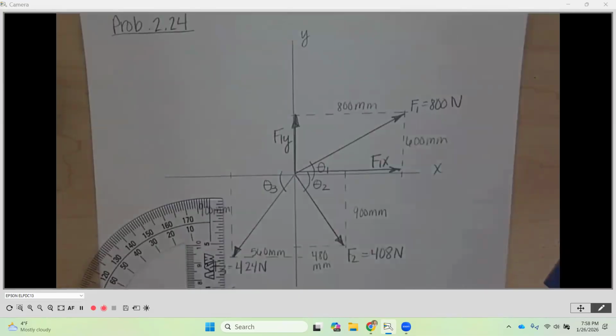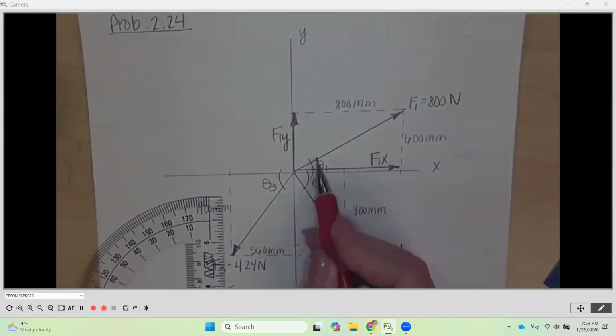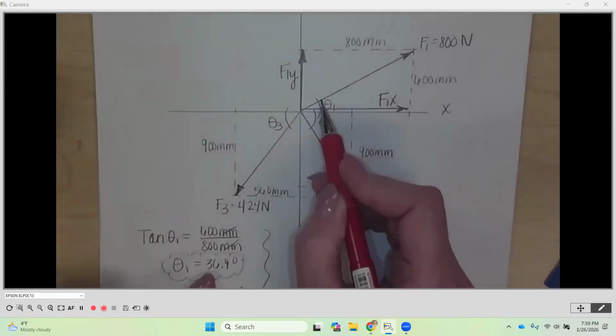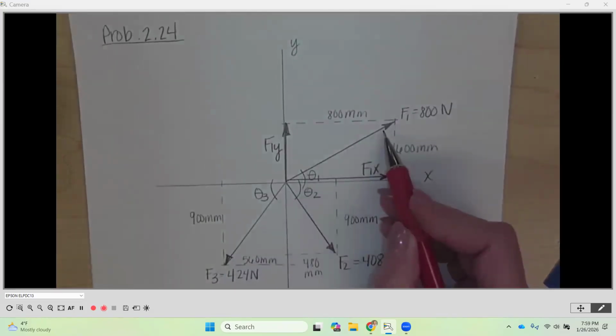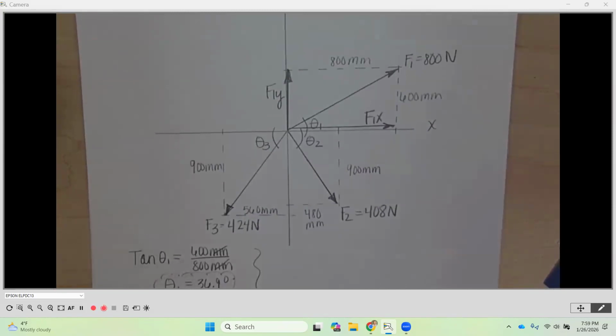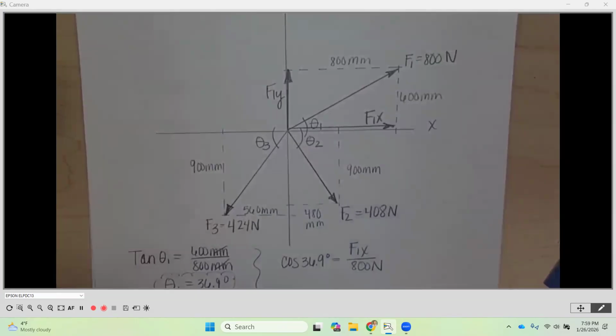So let's calculate these components first before we add the next ones. So if we look at F1X, we know that it's at an angle of 36.9 degrees. It is the side adjacent, and we know the hypotenuse. Which trig function is going to help us find the magnitude of F1X? Cosine, yeah, absolutely. So cosine of 36.9 degrees is going to be equal to F1X divided by its hypotenuse of 800 newtons.